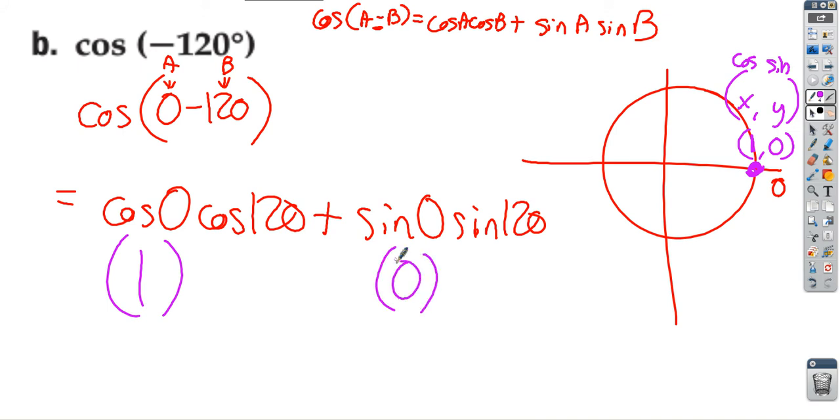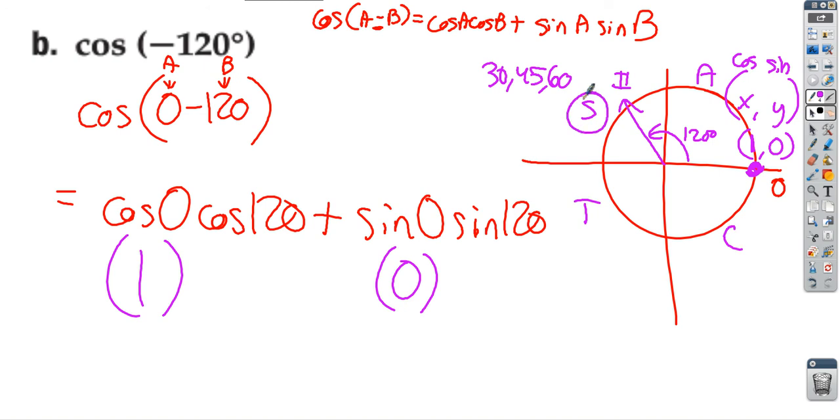Okay, how do we find 120? Remember we said we have to come up with these angles right here, 30, 45, and 60. So 120 degrees would be about right here. So this angle puts us in the second quadrant. And in the second quadrant, if you remember this acronym, all students take calculus, sine is positive, but cosine is negative. So what is the reference angle for 120? The reference angle here is 60 degrees.